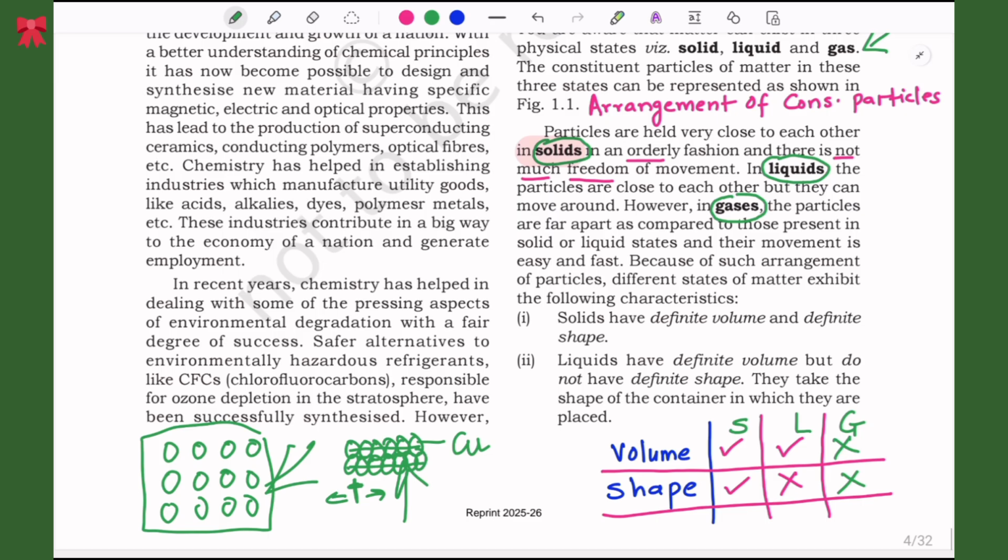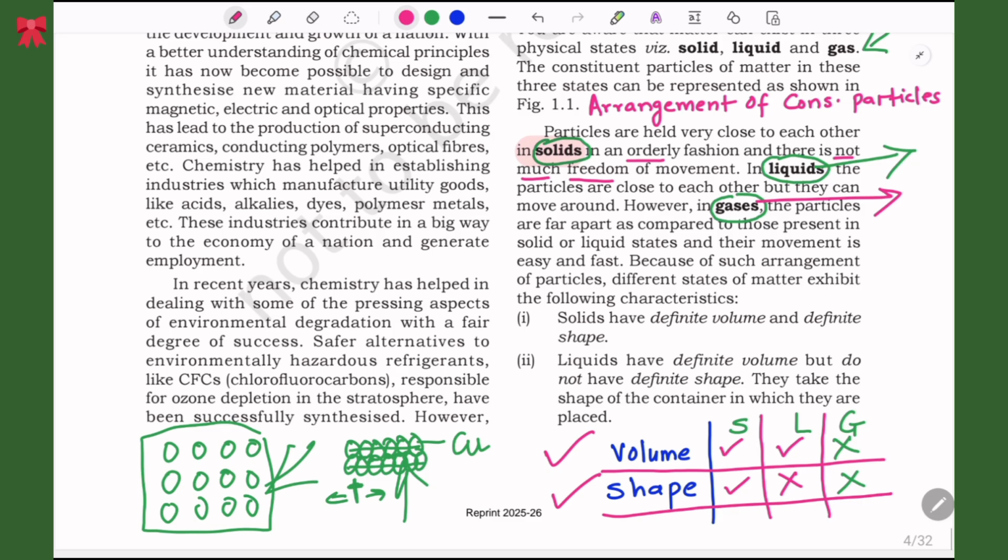So this was the particle distance. Interparticle distance in solids is very small. In liquids it's a little more, and in the gaseous state the particles are very far away from each other. As a result, they have a lot of freedom of movement. And let's talk about the properties of solid, liquid and gas in short.